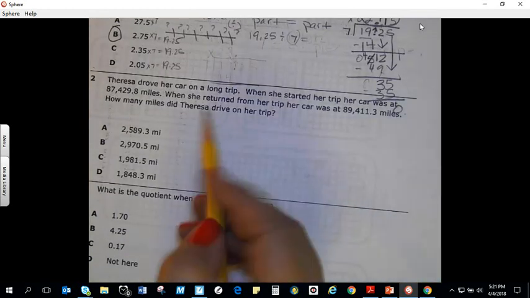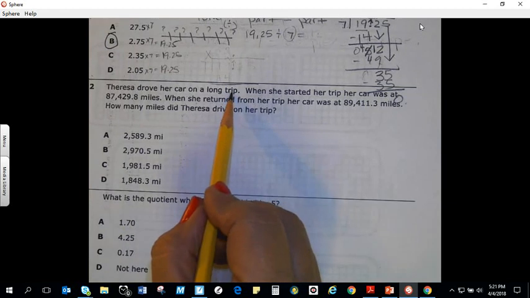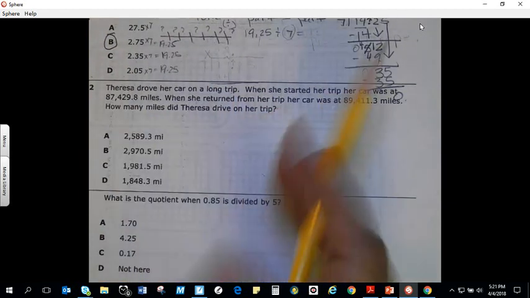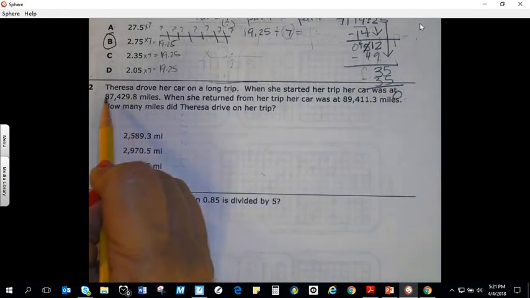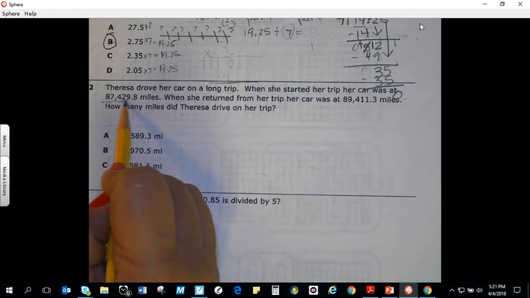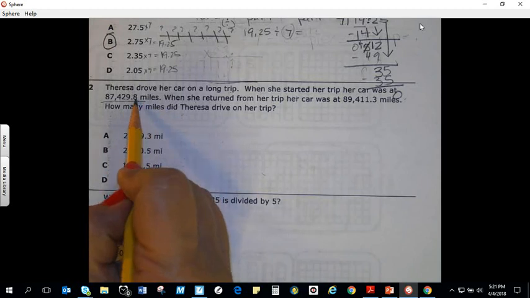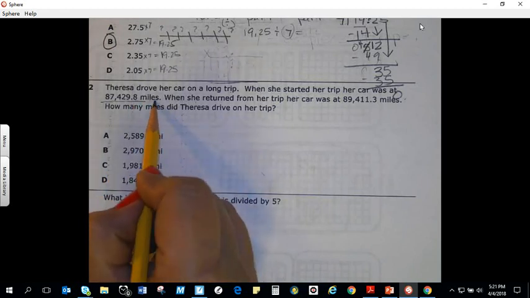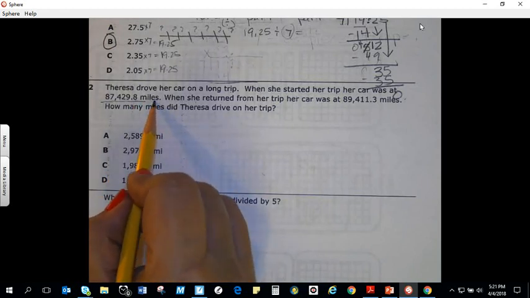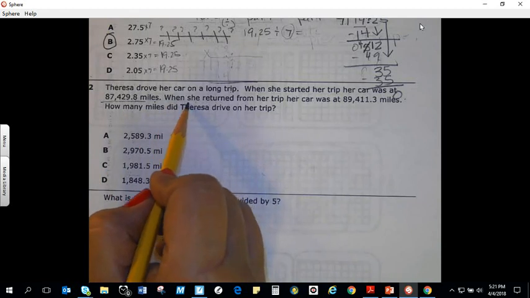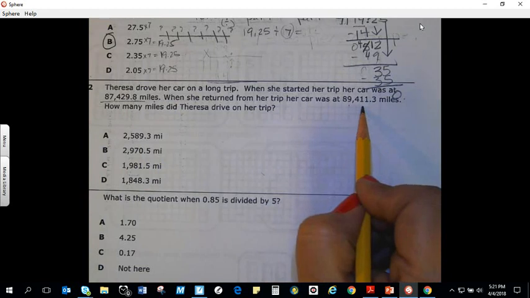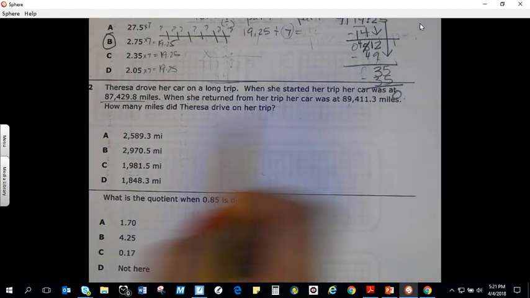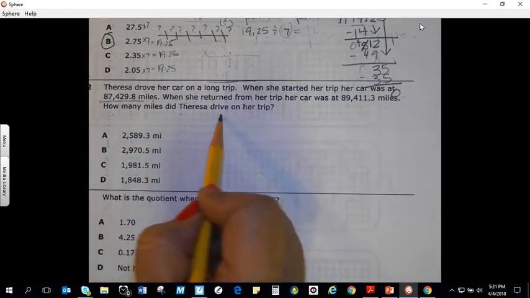All right, let's look at the next question. Teresa drove her car on a long road trip. Now, most of you, your parents take you on a long road trip. Well, when she started on her trip, her car was at 87,429 and 8/10 miles. So we're talking about the odometer in the car. When she returned from her trip, her car was now at 89,413 and 3/10 of a mile. The question is: how many miles did Teresa drive on her trip?